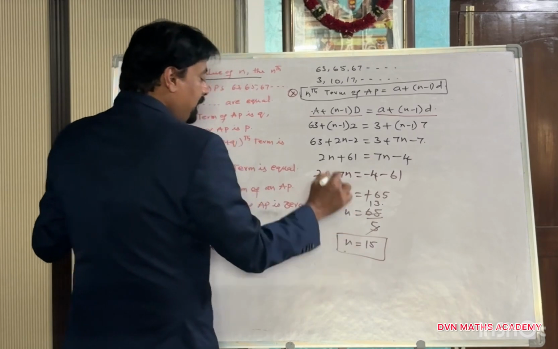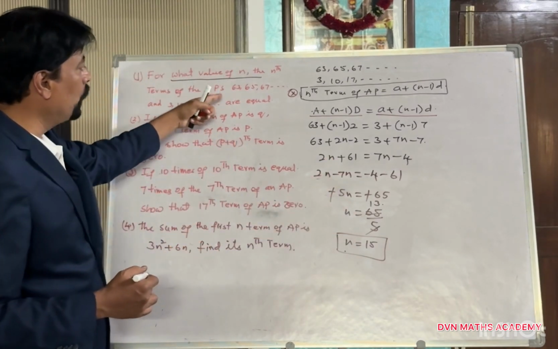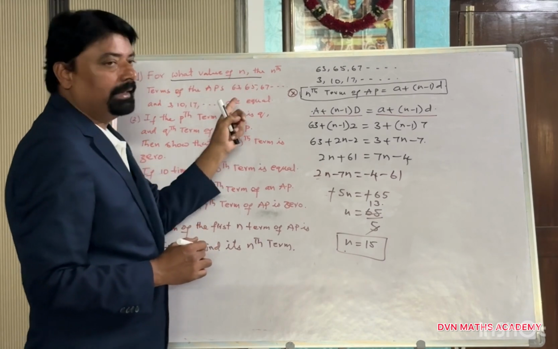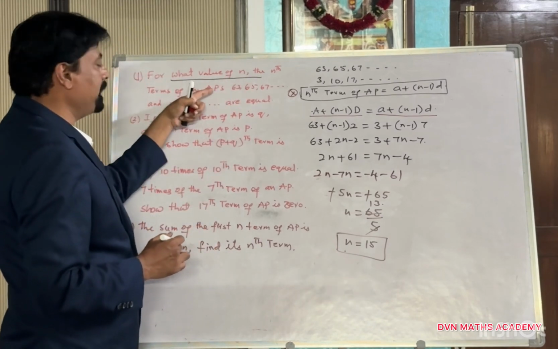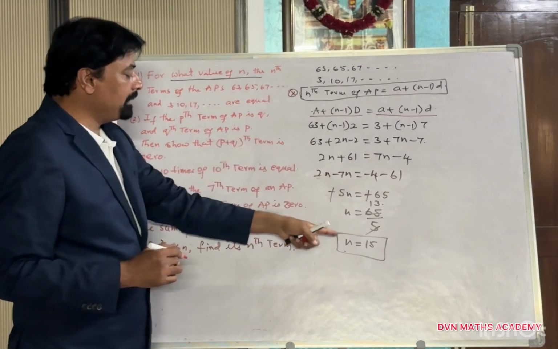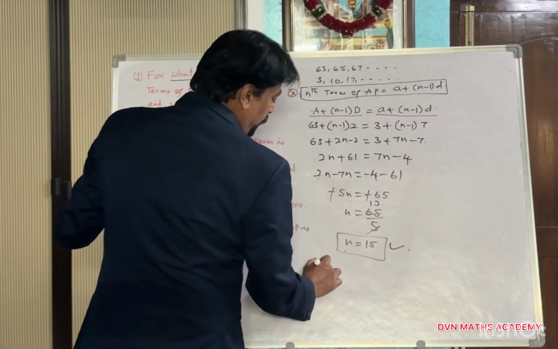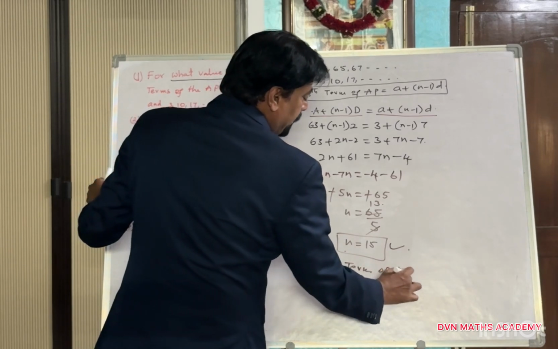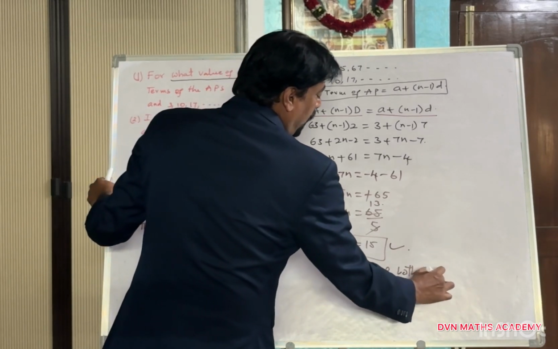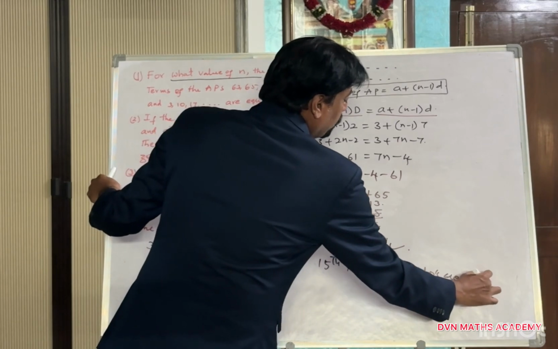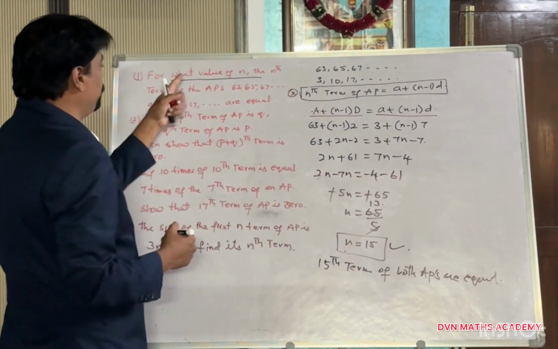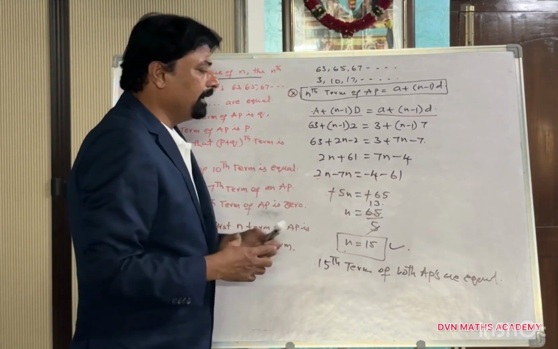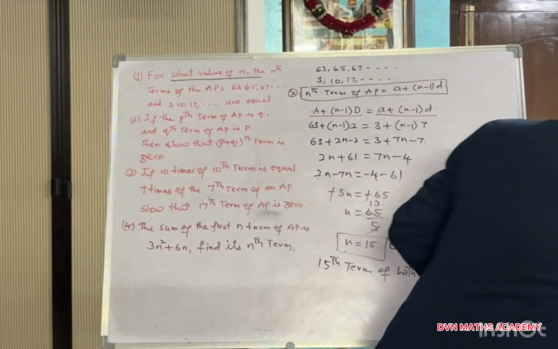I mean, the answer is the 13th term of both APs are equal. According to the question, it is asking which term is equal in both APs. So by solving this, the n value is 13. Therefore, the 13th term of both APs are equal. Like this, we can solve this question easily.